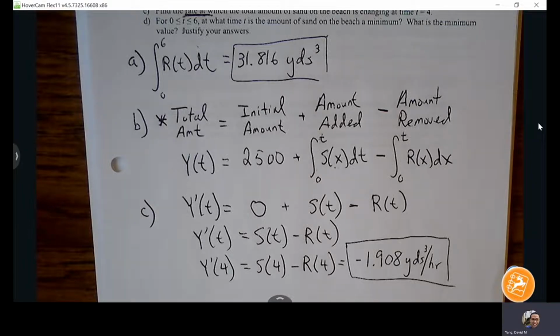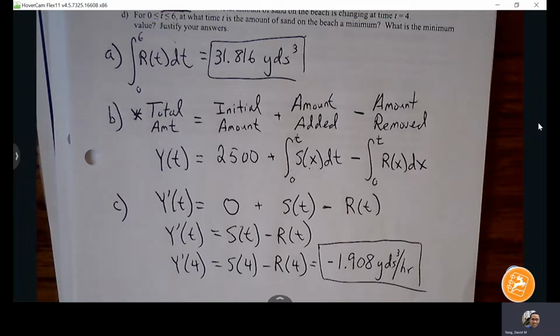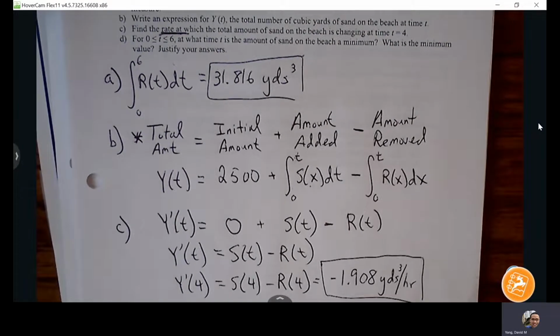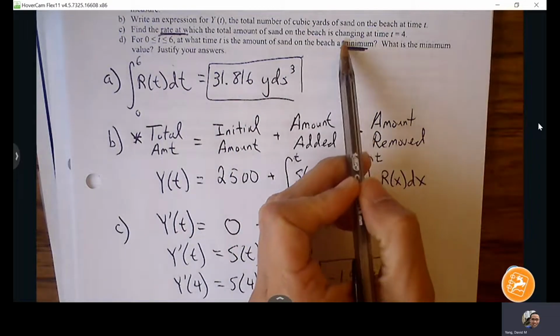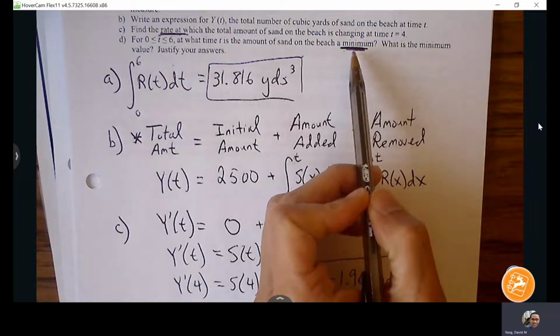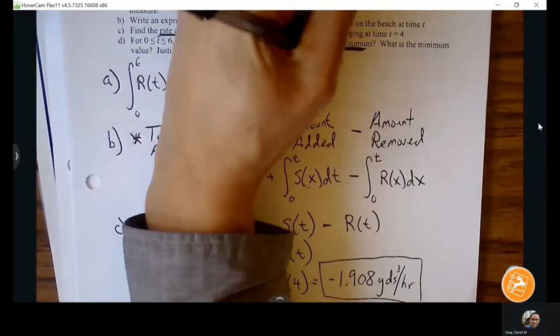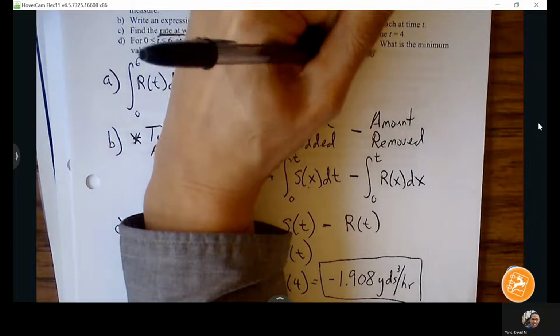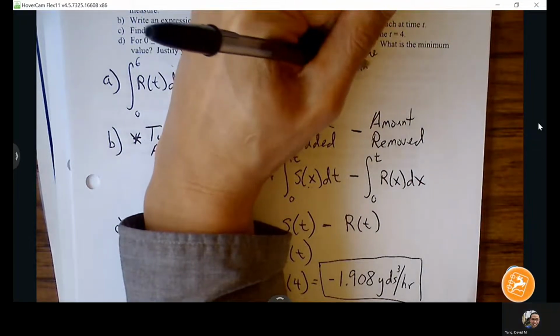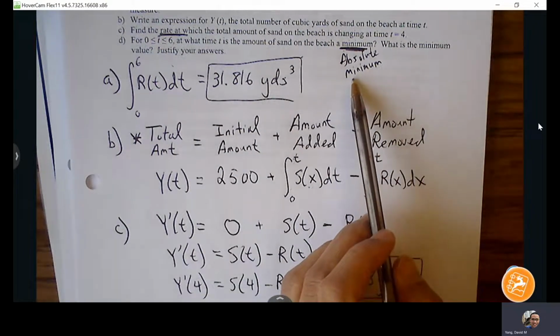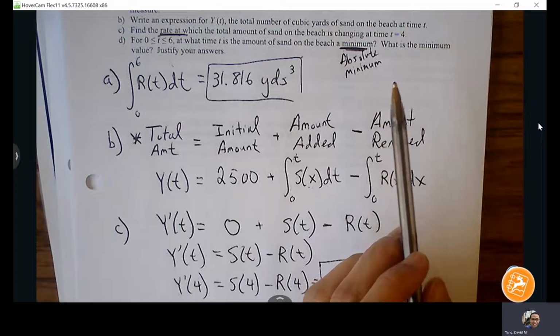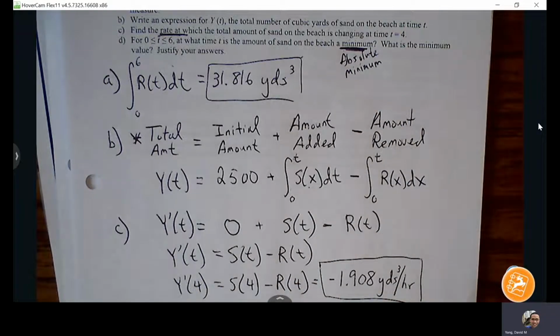Okay, part D. At what time is the amount of sand on the beach a minimum? So let's talk about that word there, minimum. The understood indication here is that it's not a relative minimum. This is talking about absolute minimum. And if I want to find absolute minimum or absolute maximum, this is the first semester topic here, extreme value theorem. Okay, so let's talk about that for a moment. Extreme value theorem.